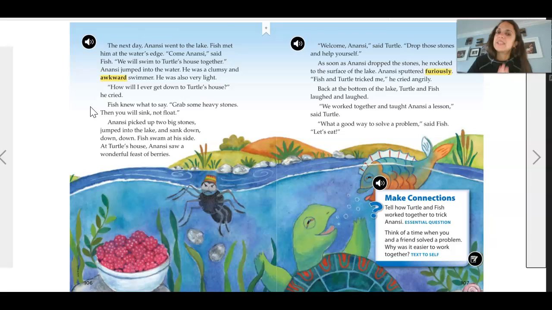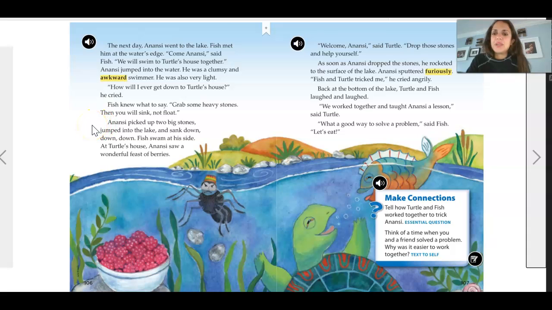Okay, but I'm thinking as a reader, the pattern that's been taking place is trickery. Turtle was tricked by Anansi. Fish was tricked by Anansi. So Fish and Turtle are working together to solve that problem. I'm predicting that they're going to trick Anansi.